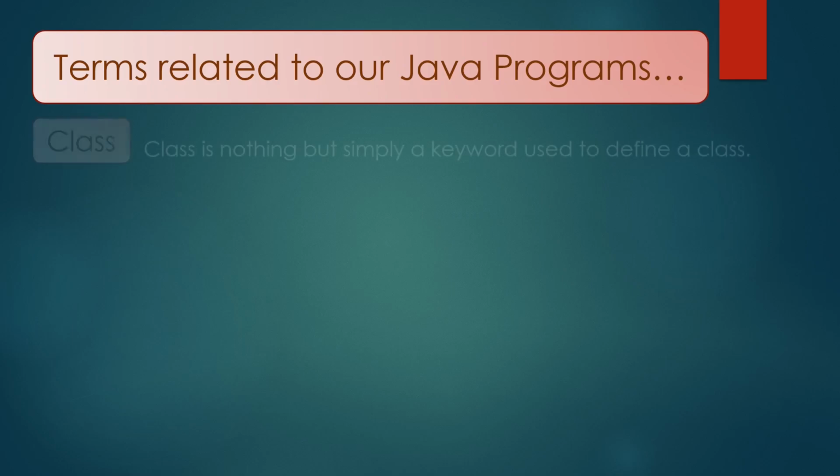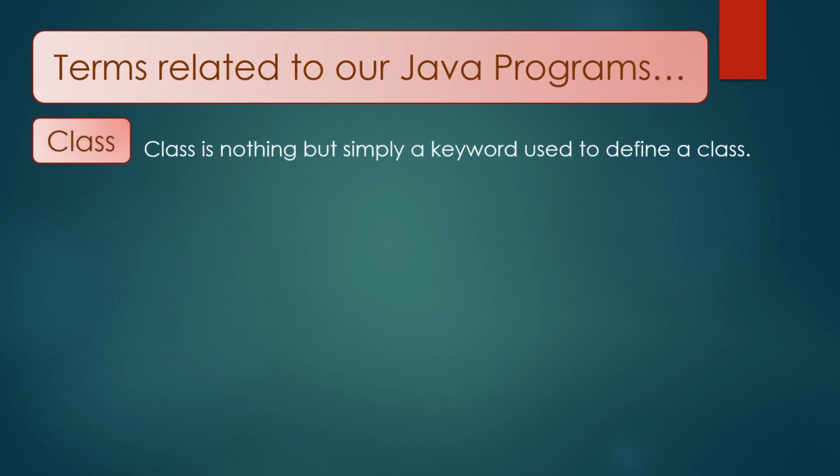So here we are with our first term, which is class. Class is simply a keyword used to define a class. By just writing class we are able to define a class in Java. We will deeply understand what a class is and its concepts in our later tutorials.